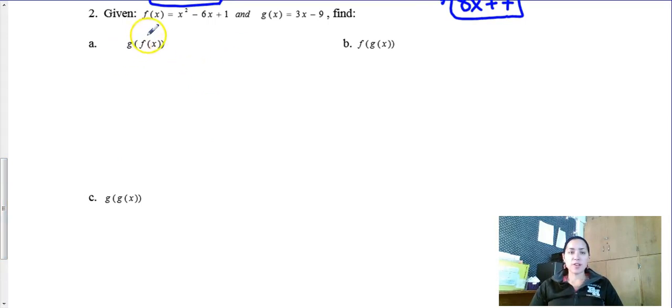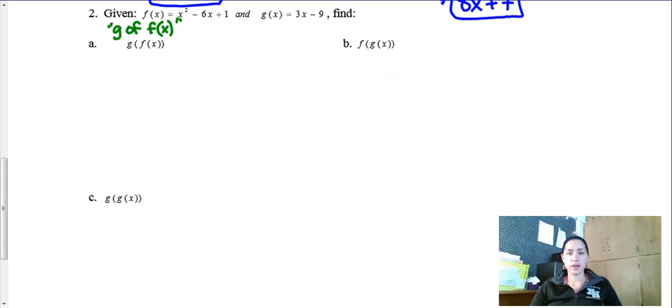We're given two new functions. F of x equals x squared minus 6x plus 1. G of x equals 3x minus 9. A. How would I write that in quotes? What am I going to write? I'm hoping we're all saying to ourselves G of f of x.